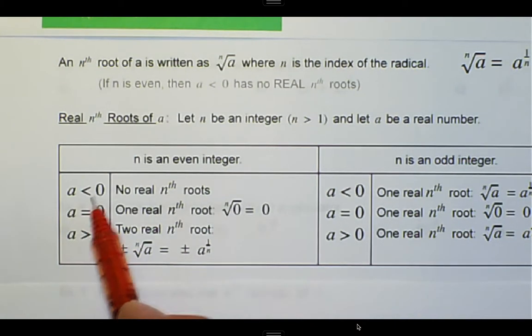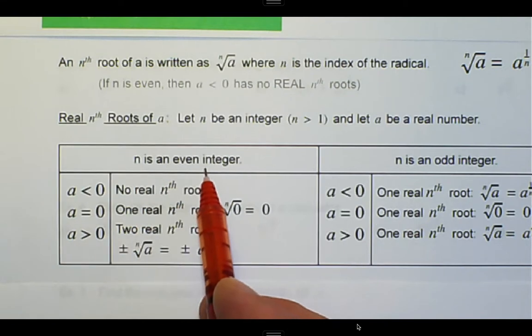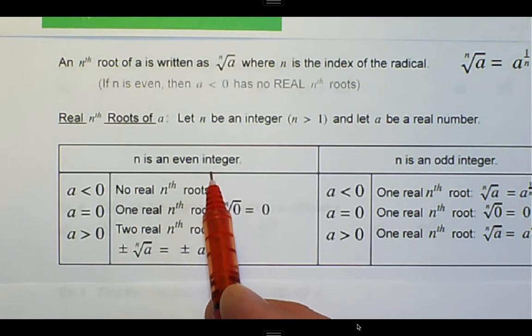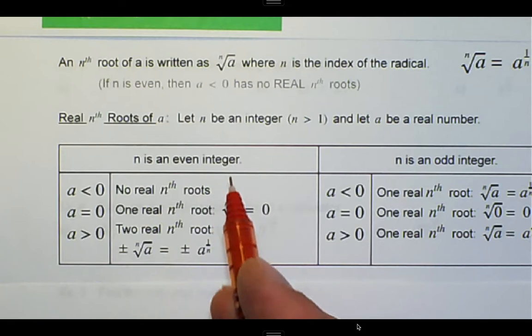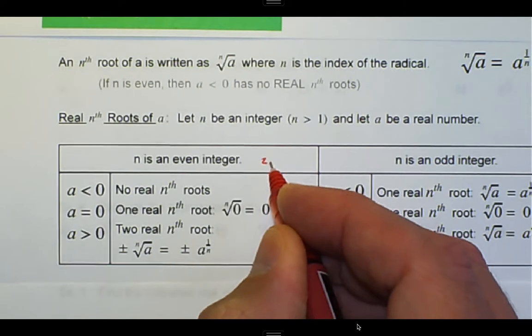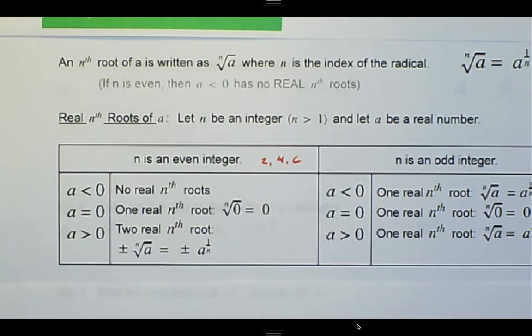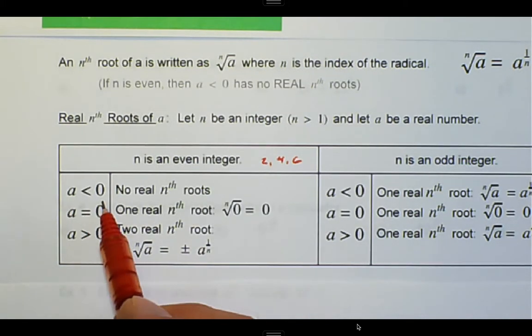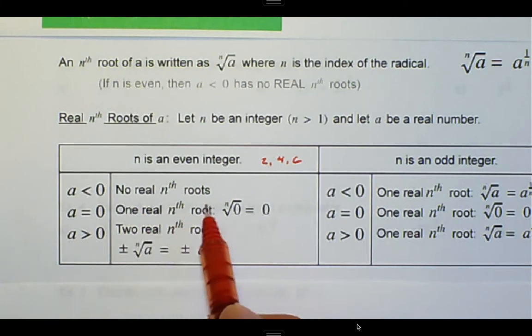We're talking about n is an even number, n is an even integer. So an even integer would be 2, 4, 6, any of those values, keep going from there, 8, and so on. If A is less than 0, there's no real nth roots.